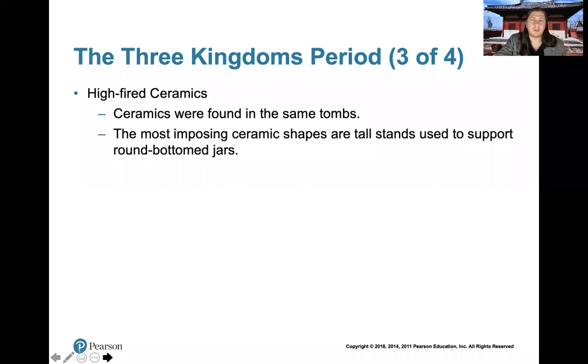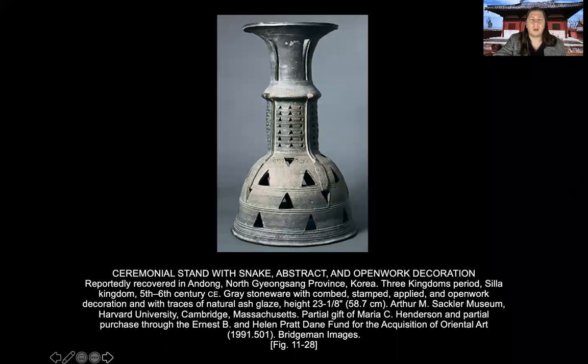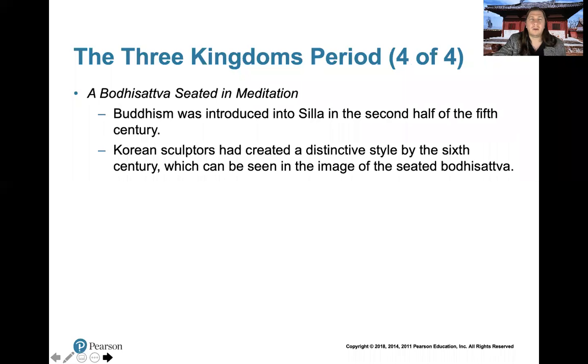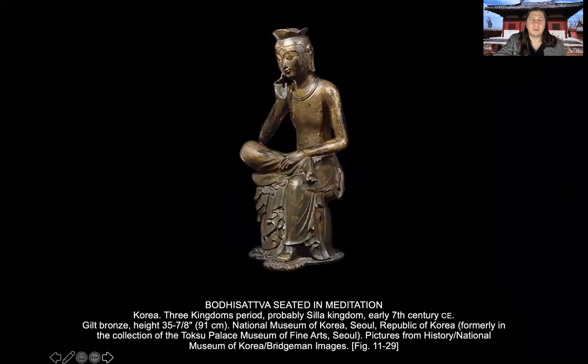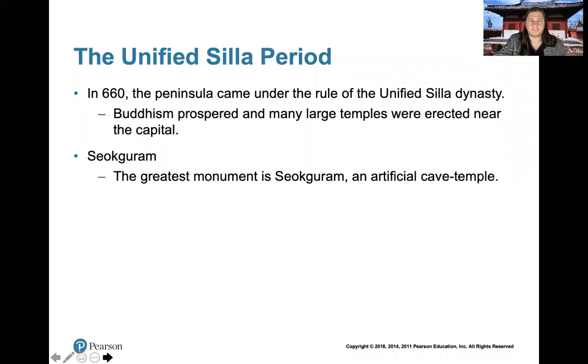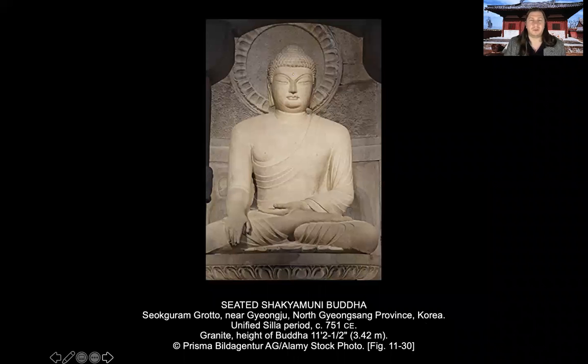They made ceramic stands for offering food to the deceased. This is an example of one. It does have snakes on the side. And this is a really nice example of sculpture from the time period. It's a bodhisattva in meditation. The Silla dynasty unifies the peninsula. They build this really fantastic Buddhist temple in a cave. You can see the Buddha meditating there.